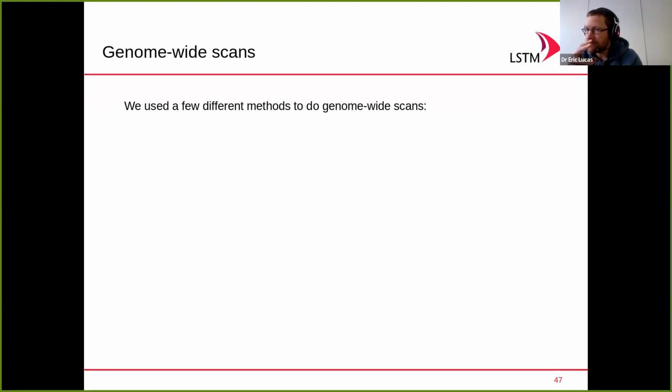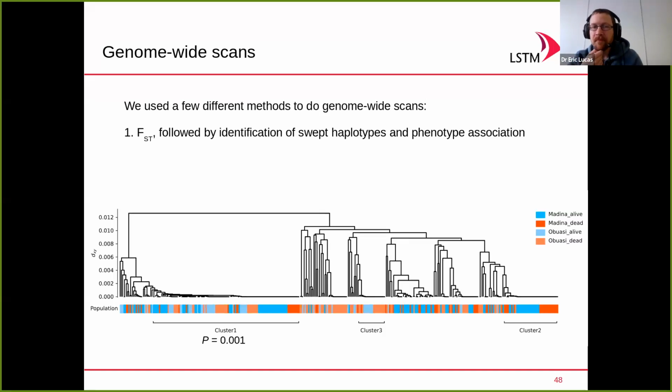Quick overview of the rest of the results, if you like. We'd used a few different methods to do the genome-wide scans. So one was FST, and because FST isn't directional, you can have high FST, but you don't know which way the association goes. You don't know whether the selected haplotype is in the resistant or the susceptible samples.